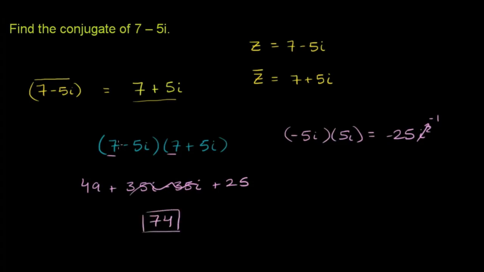Another way to do it, you don't even have to do all this distributive property. You might just recognize that this is something minus something times that same something plus something. And we know this pattern from our early algebra, that a plus b times a minus b is equal to a squared minus b squared, a difference of squares. And so in this case, a is 7, a squared is 49, and b in this case is 5i. b squared is 5i squared, which is 25i squared, which is negative 25. And we're subtracting that, so it's going to be plus 25. You add them together, you get 74.